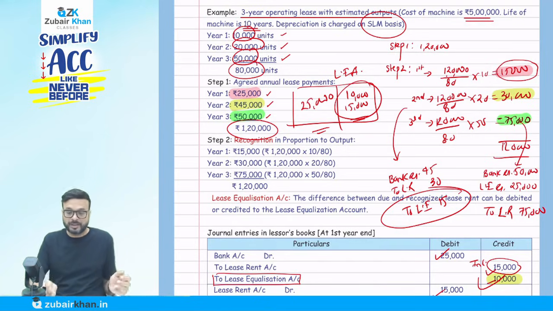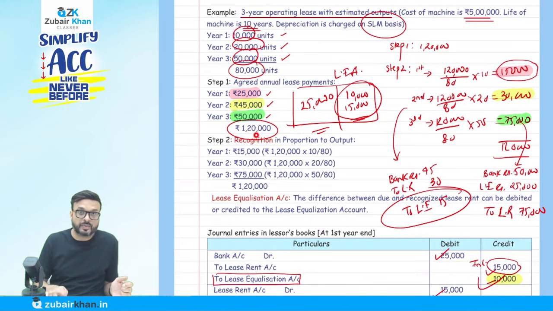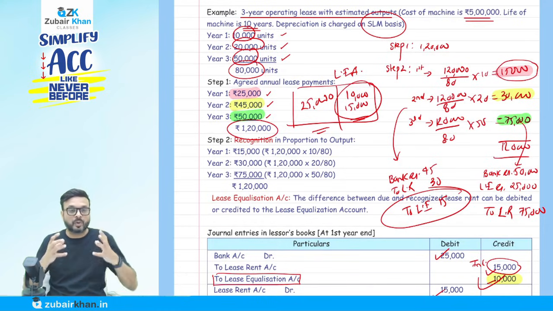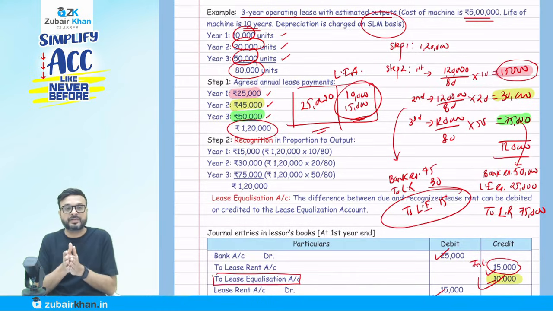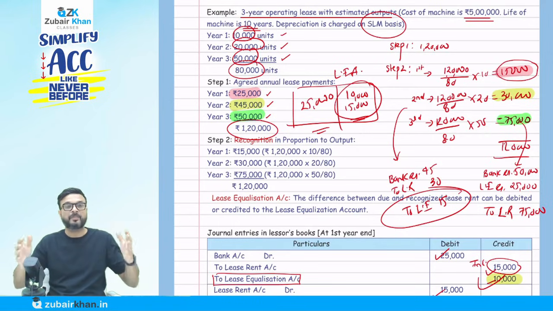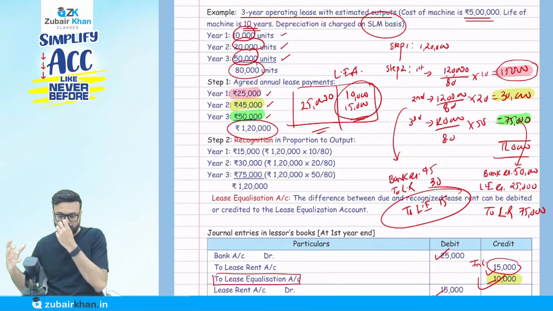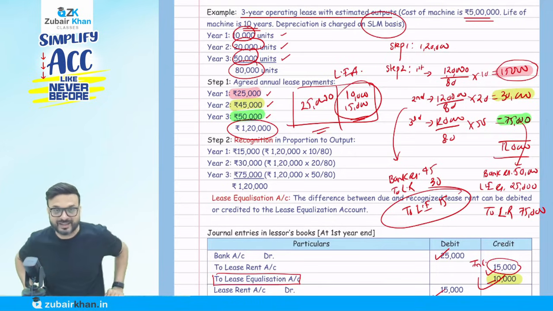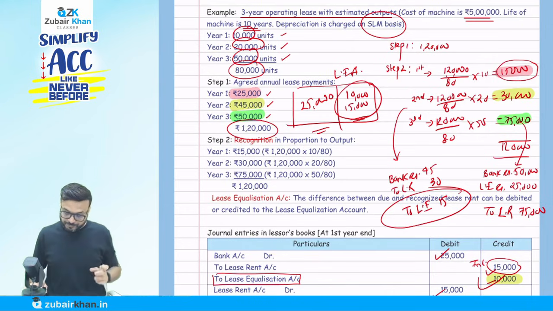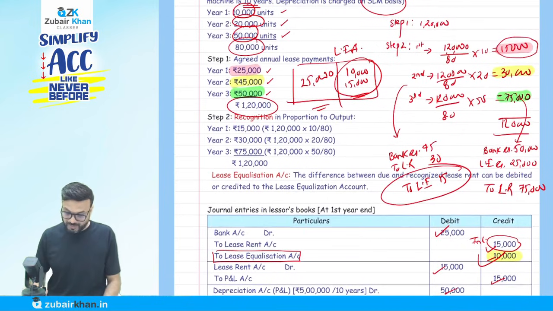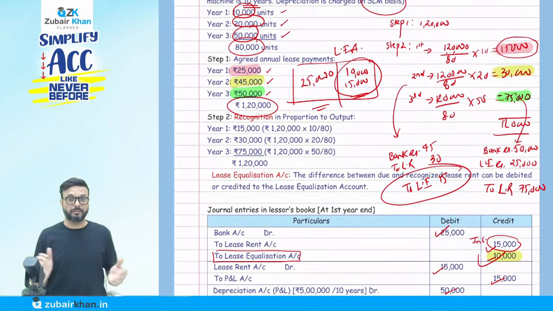Ultimately the total rental we are going to receive is 1,20,000 and the total rental we are going to recognize is also 1,20,000, but not in the same proportion. The difference between how much is received and how much is recognized every year will be transferred to the lease equalization account. Because there is one more account, dividend equalization. Anyway, lease equalization account. So that will get cancelled. So here we credited by 10, then we credited by 15, and then here we debit by 25. Okay, done.